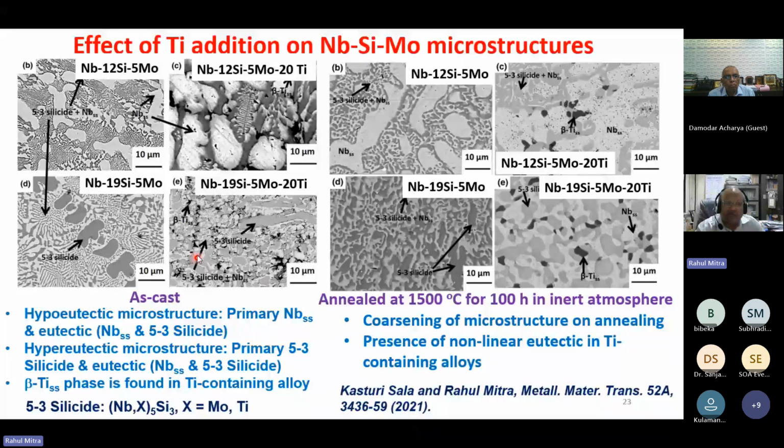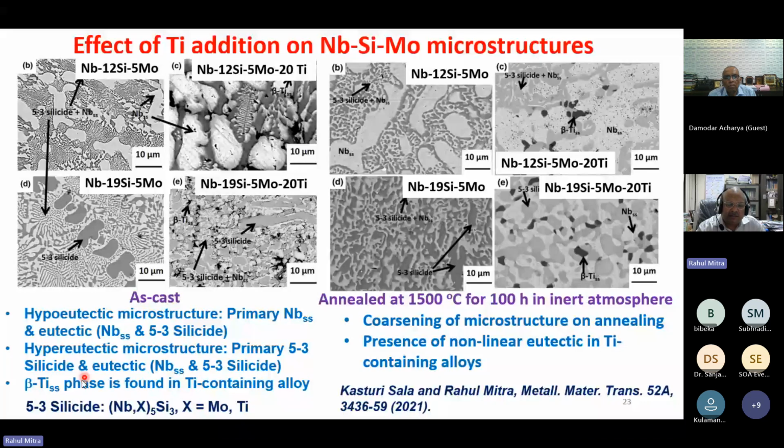The hypoeutectic microstructure contains primary Nb solid solution and eutectic. Eutectic contains the Nb solid solution ductile phase and Nb5Si3 silicide, which is a solid solution of niobium, molybdenum, titanium and silicon, an intermetallic silicide. Hypereutectic contains primary silicide phase, which is brittle, and then eutectic contains a mixture of ductile and brittle phases. And then we have beta titanium solid solution phase in the titanium containing alloys.